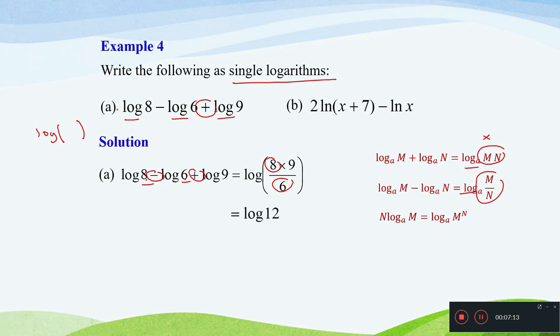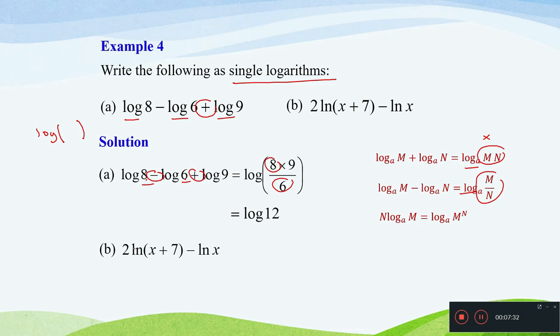So the answer is log 12. Example B: 2 natural log of x plus 7 minus natural log of x. Okay, so how to combine this? You have the number 2 in front of the natural log.